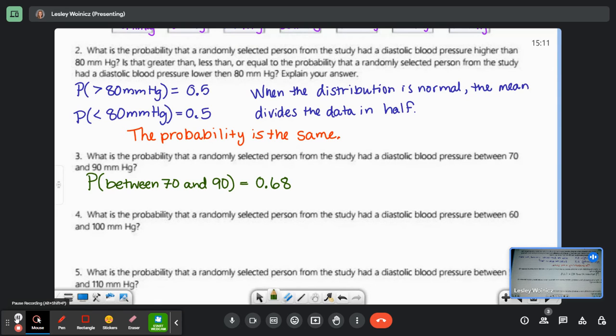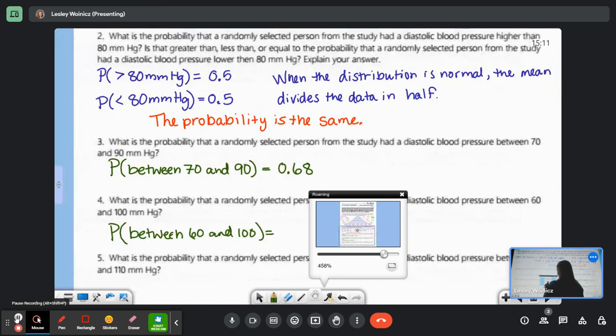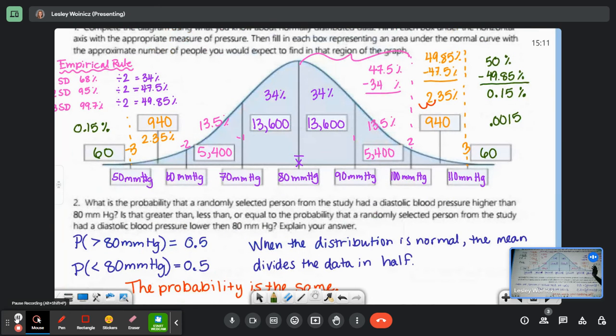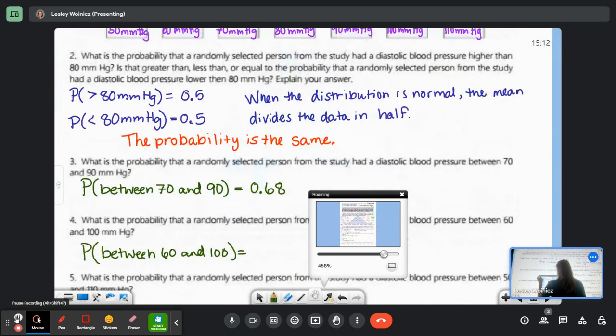What is the probability that a randomly selected person from the study had a diastolic blood pressure between 60 and 100? Between 60 and 100. All right, let's look. Okay, 60 to 100. That's within 2 standard deviations. So according to our empirical rule, what is the probability? 95% or 0.95? Yes.